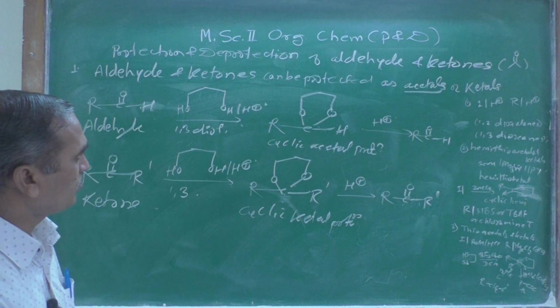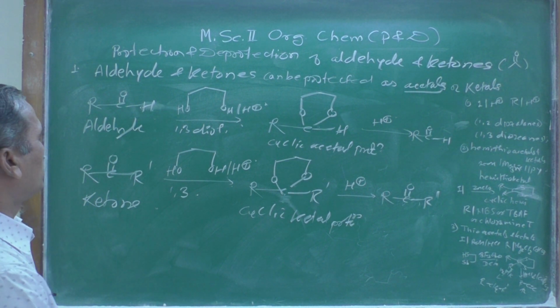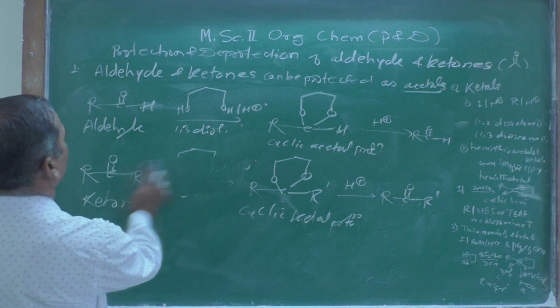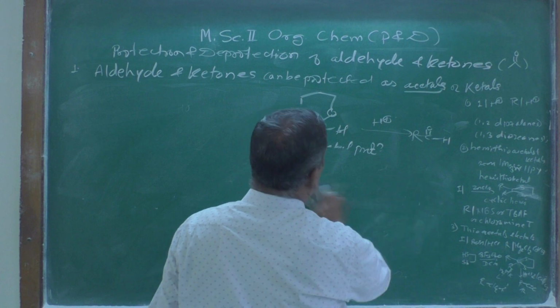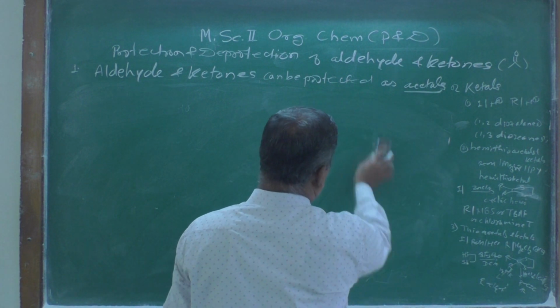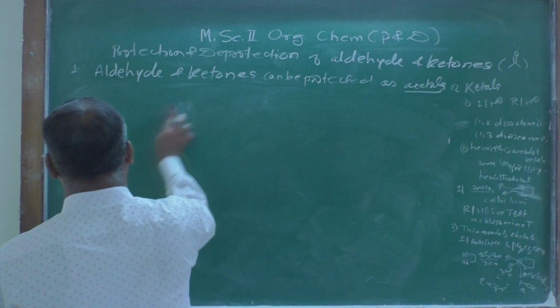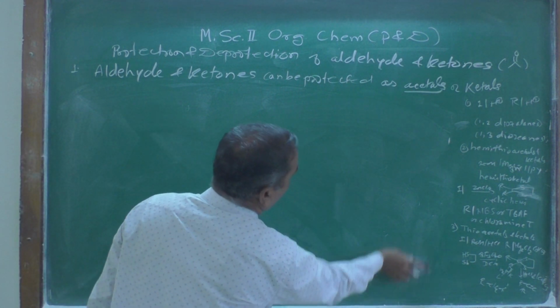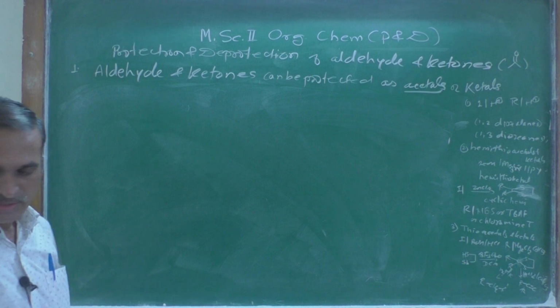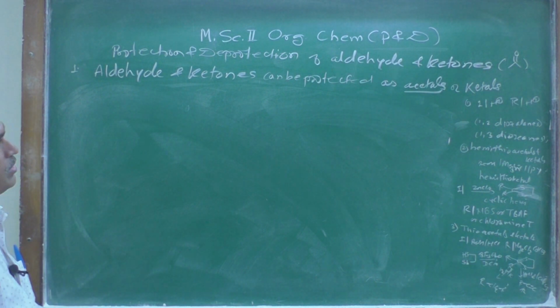Now move on to the next one. So let us see here what we are doing. First for aldehyde, let us see some of the thiol formations, right? Thiols are what we are going to learn here. Now thiols, how they are used for the protection of aldehyde and ketone.